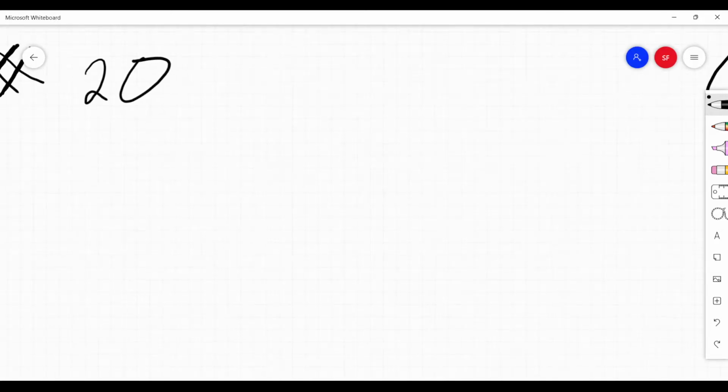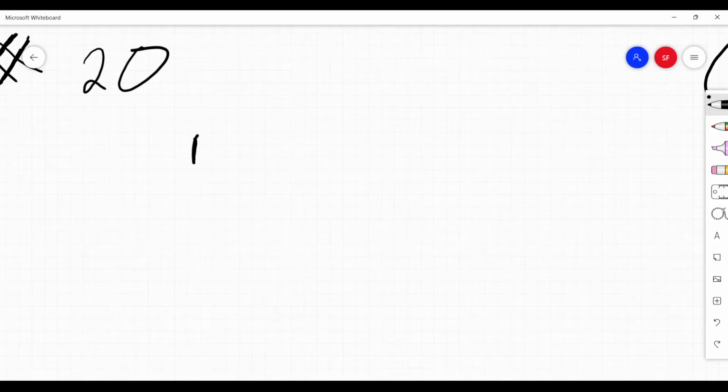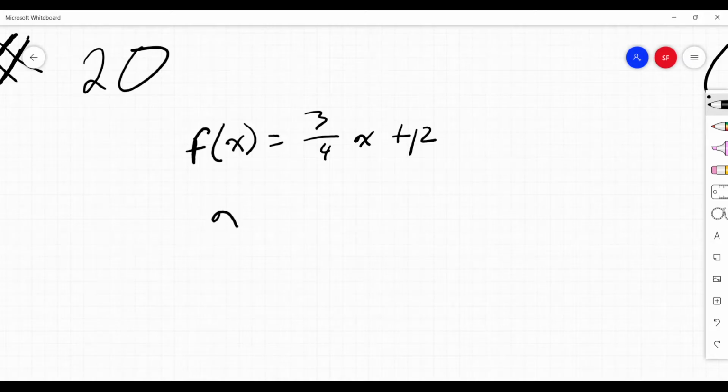All right, number 20. We want to find the inverse of f of x equals 3/4 x plus 12. Doing it faster than normal because of time. We're going to jump to this is x equals.